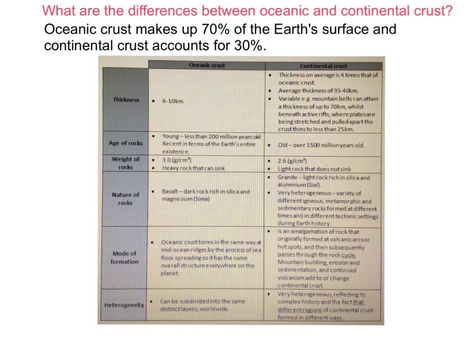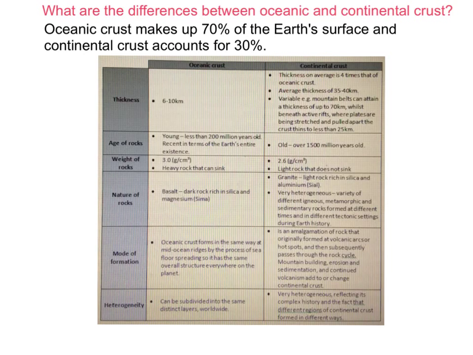The nature of the rocks, oceanic crust is basalt. It's a dark black rock. It's rich in silica and magnesium, and this means it's called SIMA. So Si for silica, Ma for magnesium. Whilst continental crust is made up of mainly granite. This is a light rock which is rich in silica and aluminium. So you've got Si and Al to make SIAL.